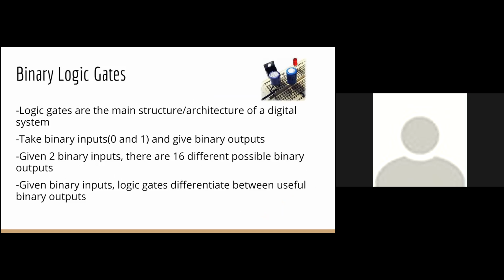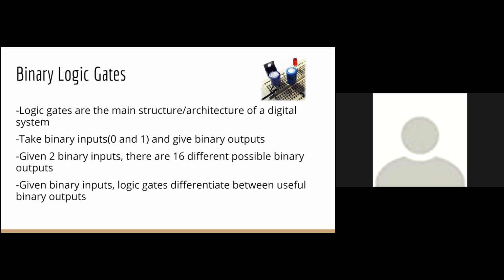Logic gates are structural and architecture components of digital systems like computers, and you can build interesting circuits with them. What happens is you take binary inputs like 0 and 1, and you get binary outputs depending on what logic gate you put it through.